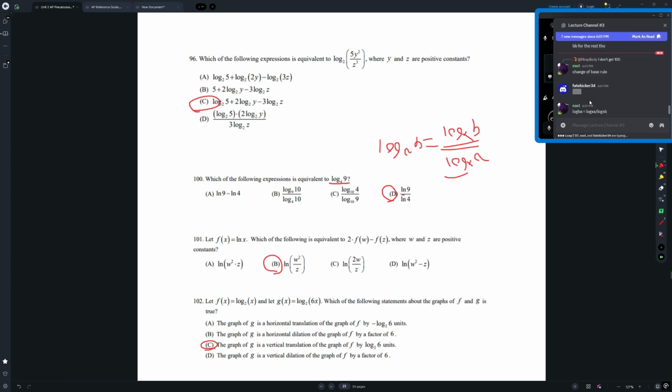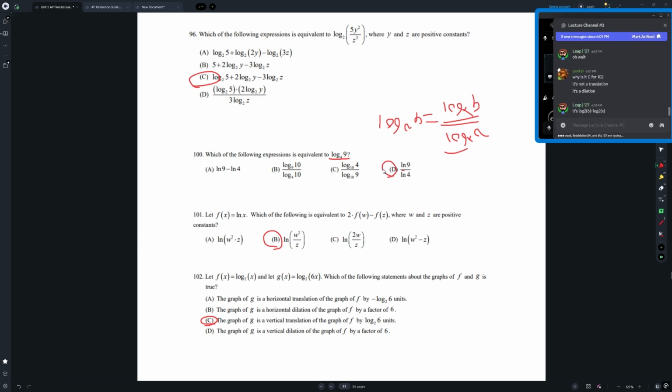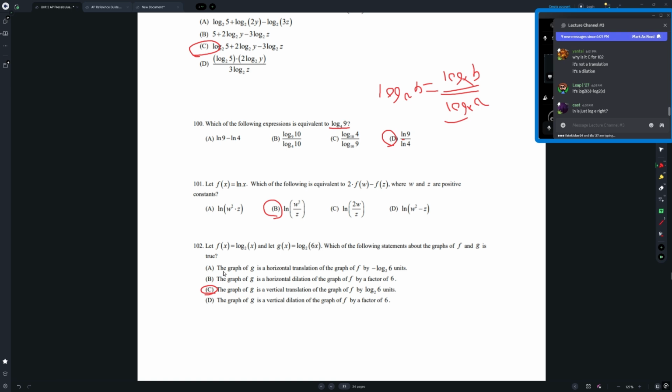Alright, which one's the next question? 102. 102 is f of x equals log of 2 and log of 6x. So vertical translation. Yeah, it's because it's log A plus log B.